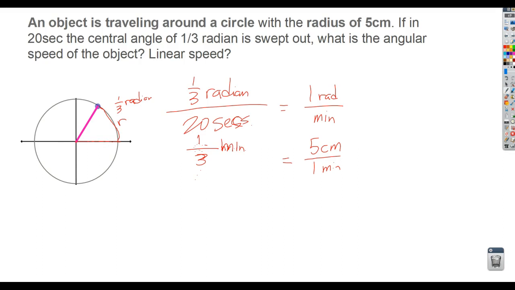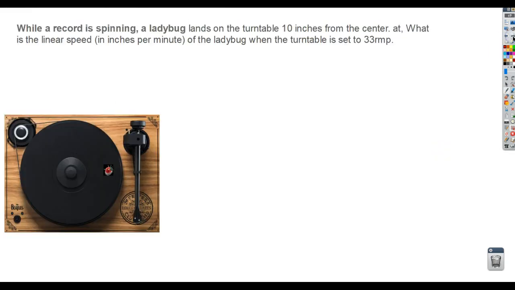All right, let's do one more here. Okay, here we go. A record is spinning. A ladybug lands on the turntable 10 inches from the center. What is the linear speed in inches per minute of the ladybug when the turntable is set to 33 RPMs?